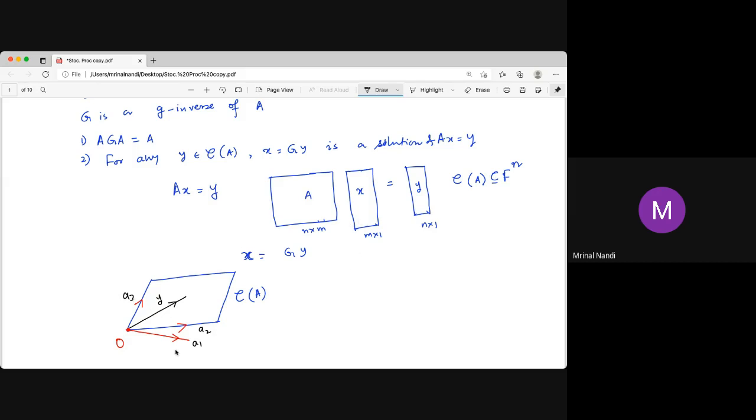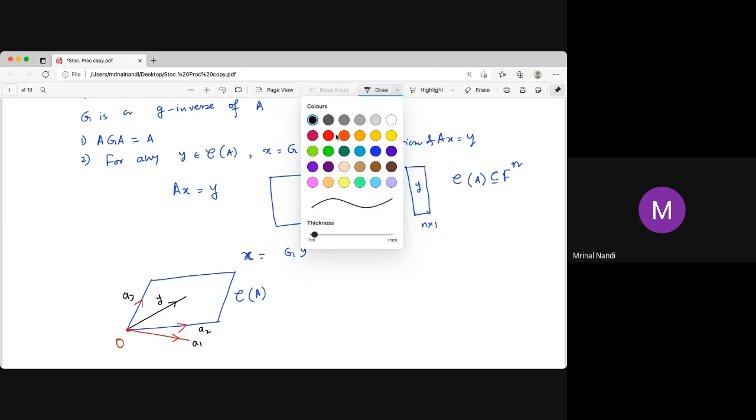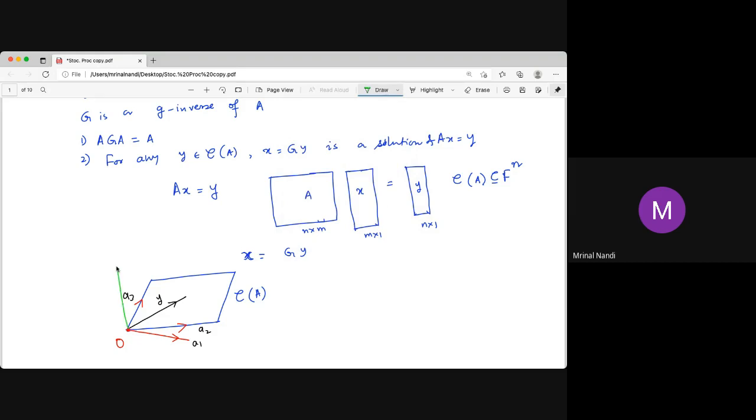Now if a1, a2, am are independent, then there is a unique solution, and if they are not independent, then there are infinitely many solutions. We know that. Now what happens if y is outside that space? If y is outside, then for this green y we have no solution, because we can't write that y in terms of the vectors a1, a2, an, since a1, a2, an are in the plane and this y is outside the plane. The plane means the column space of A.